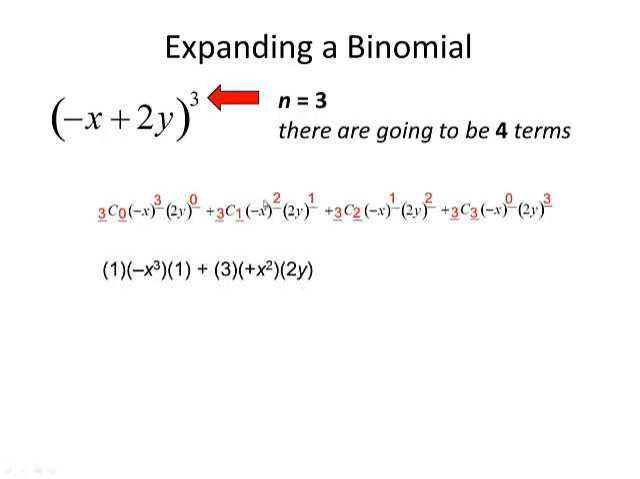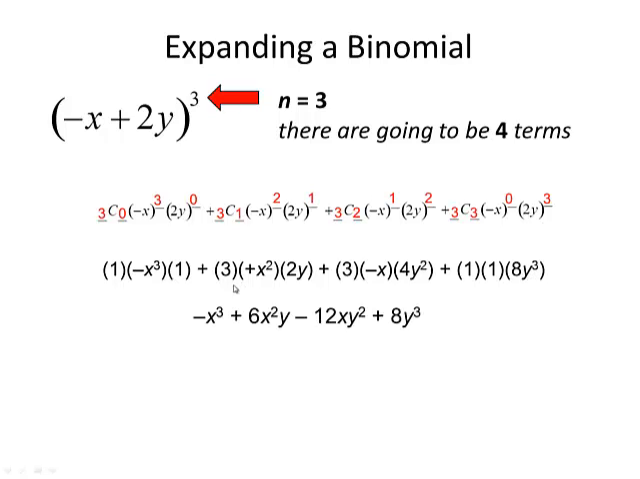We have this. Remember that the negative squared is positive. Don't forget to square the 2 here and make 4y squared. And cube the 2 and make 8y cubed. And then simplifying, we should have this.